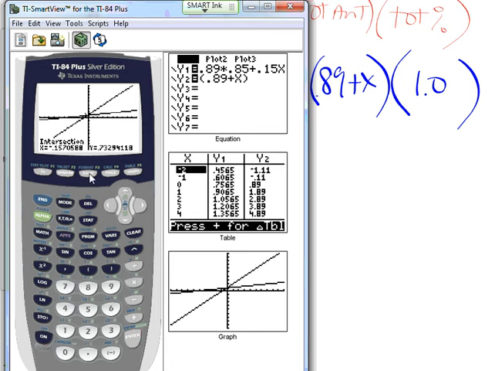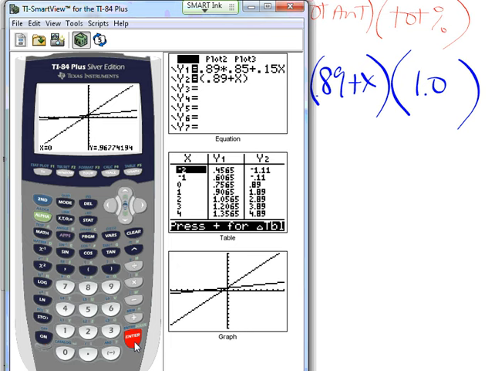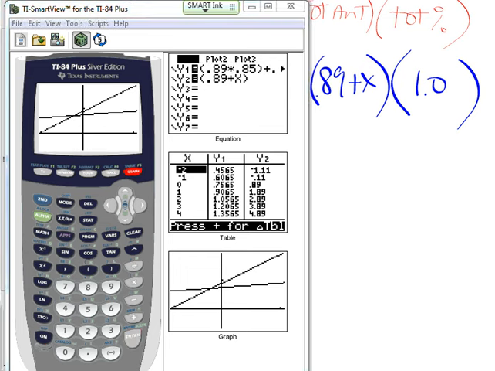I'm having a hard time seeing exactly what I need to see here. I'm going to zoom in. I'm going to zoom box it. So I'm going to box in this area. All right. I'm going to pause for a moment here.